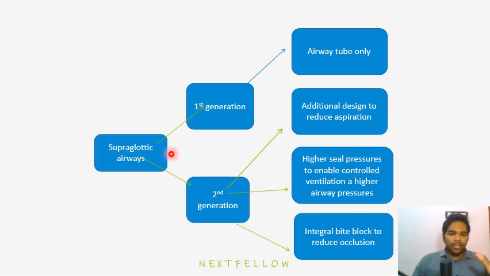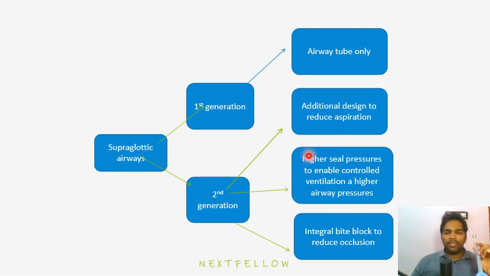Now coming on to classification of LMA. Supraglottic airway devices can be classified into first generation and second generation. First generation is very simple, only the airway tube is there. So this is the first generation LMA. If it is a second generation LMA, additionally these things will be there. It is designed to reduce aspiration. There will be an additional port apart from the airway tube, an additional tube to reduce gastric volume and gastric aspiration. A gastric decompression tube will be there. That belongs to second generation.